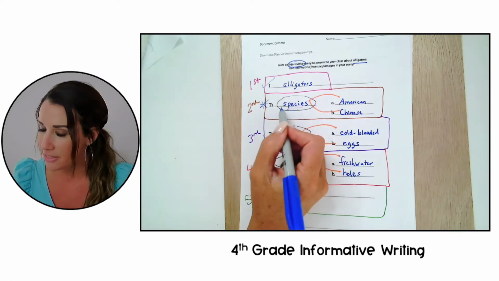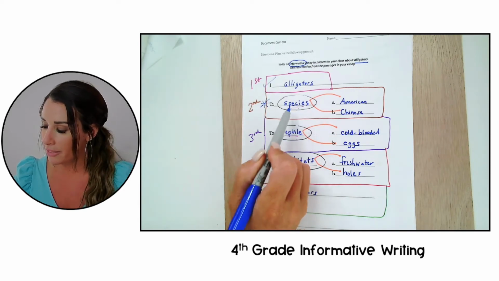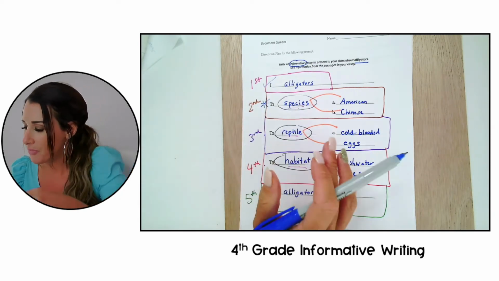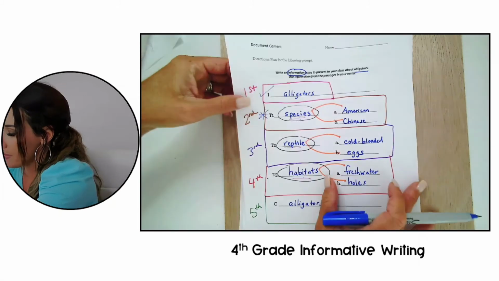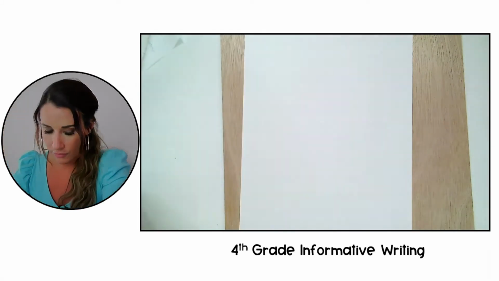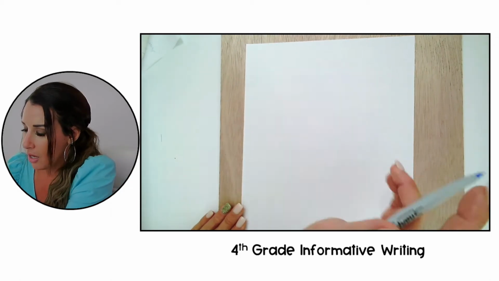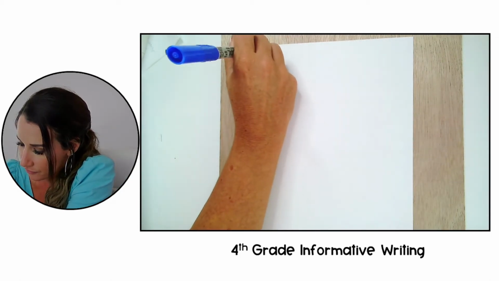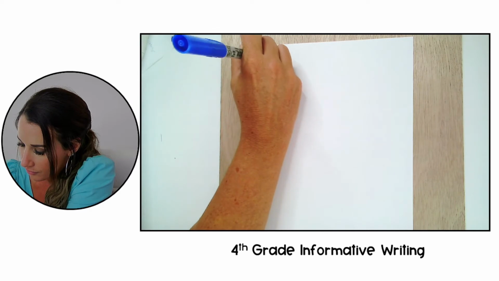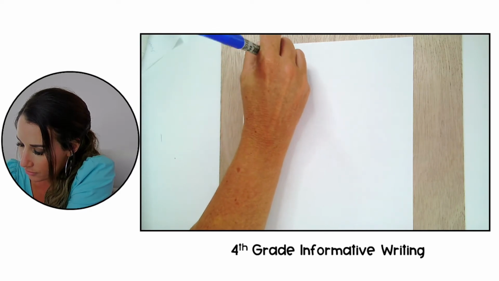Okay, so let's look at T1. If I was going to write a topic sentence for species, let me show you how you can do this. Now, the 3 parts of a topic sentence, you need to start with a transition word.